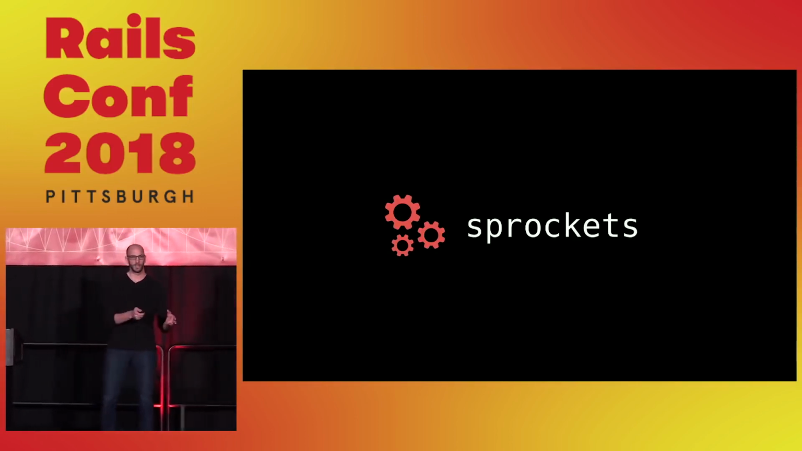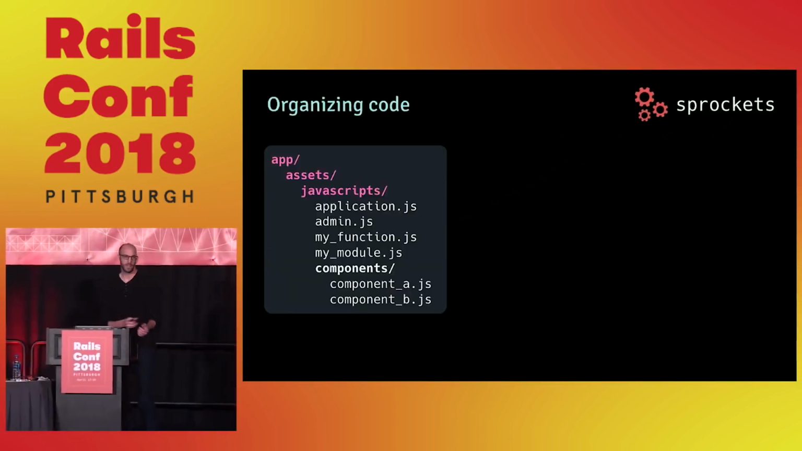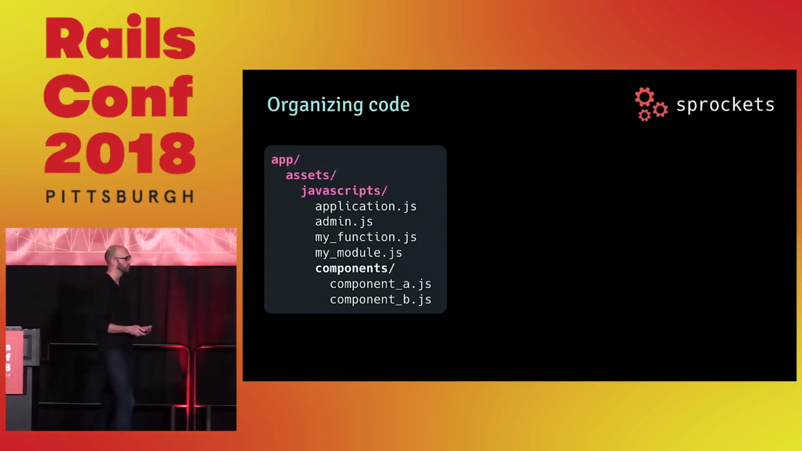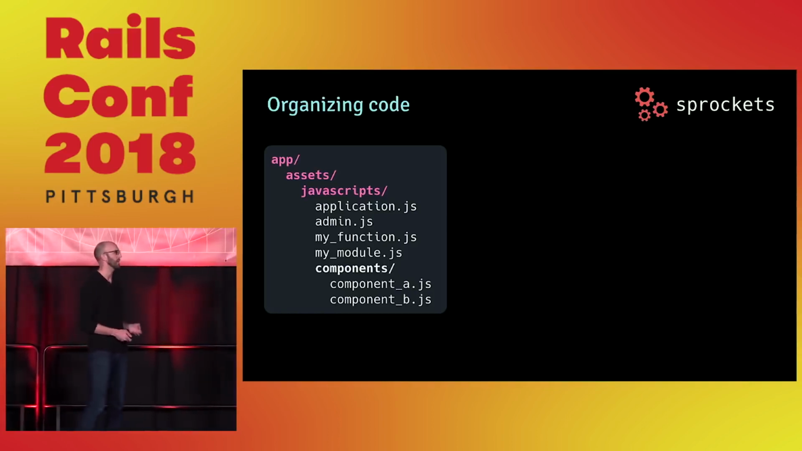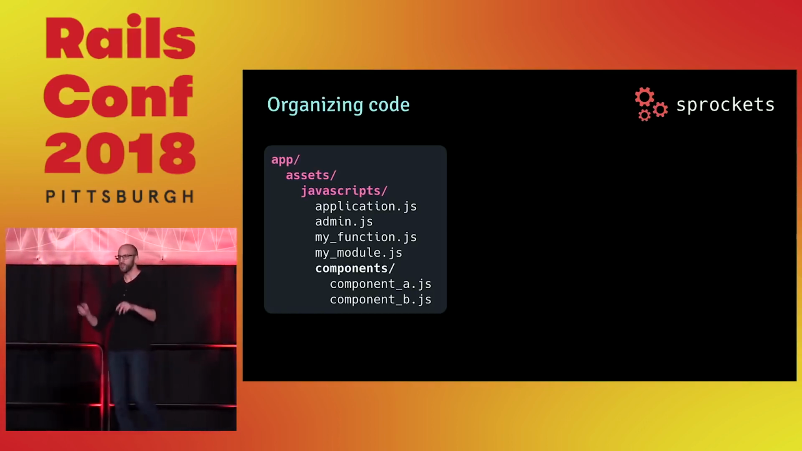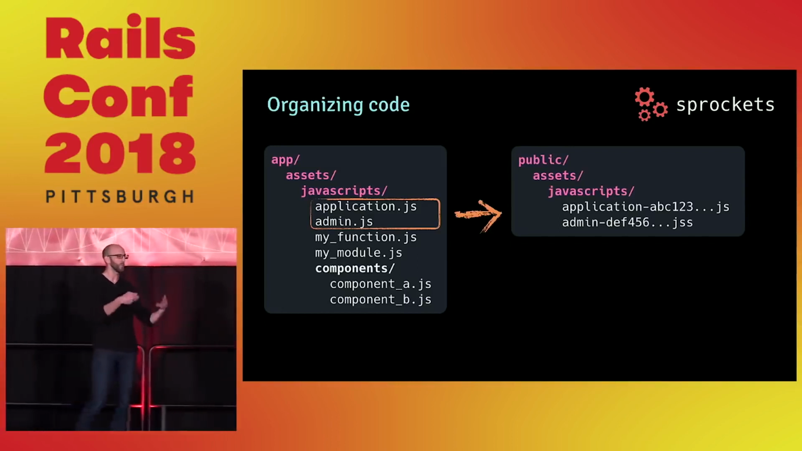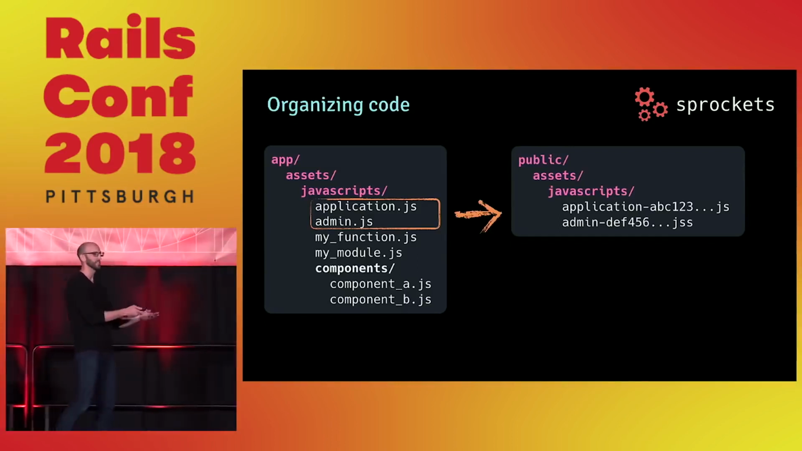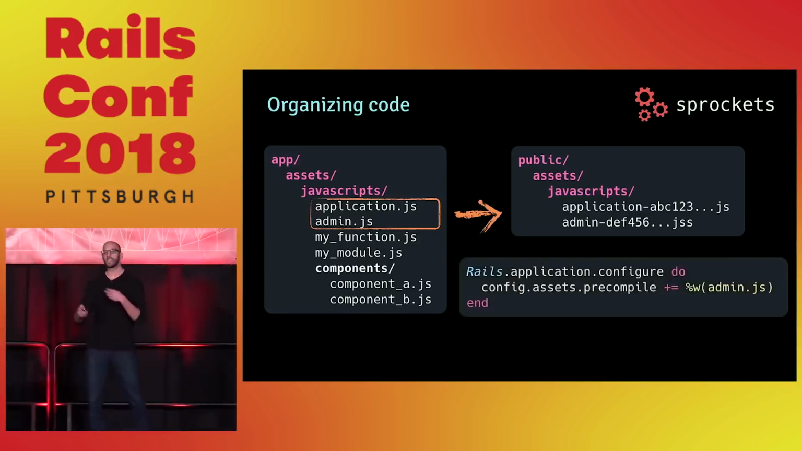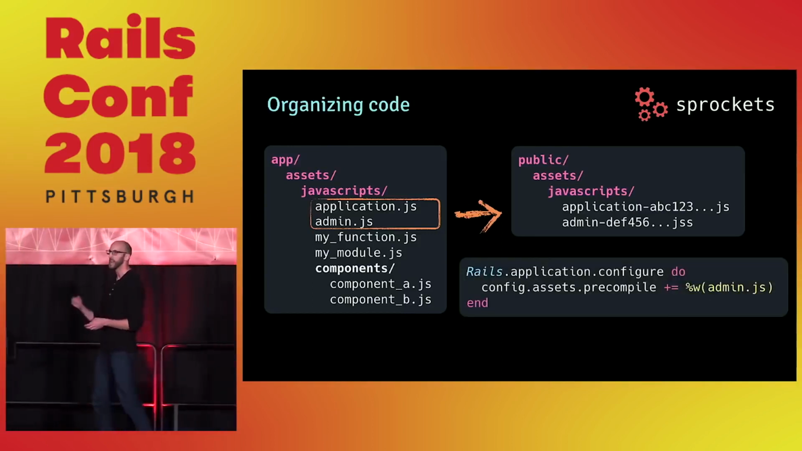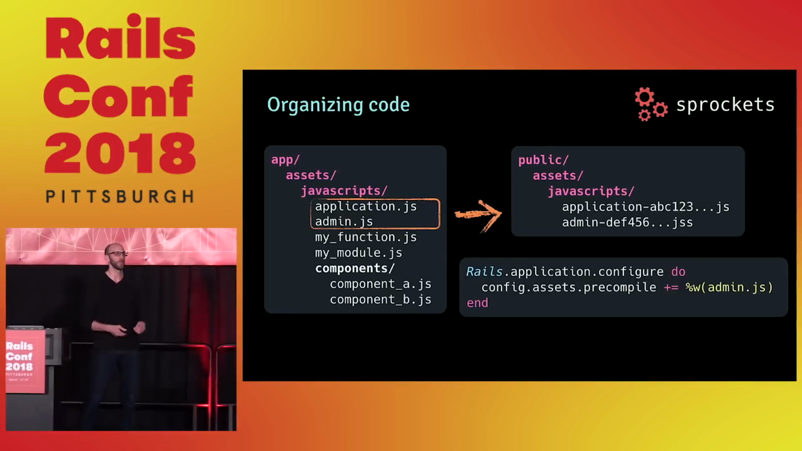And taking a step back to the Rails asset pipeline, the default layout typically for your JavaScript would be to place everything in your app assets JavaScript's directory. Some special files in there would be configured to be pre-compiled to be output into the public directory when you want to serve these assets in production. You might need to use some Rails configuration to say, hey, in addition to application.js, I want these other files to be bundled up as well.